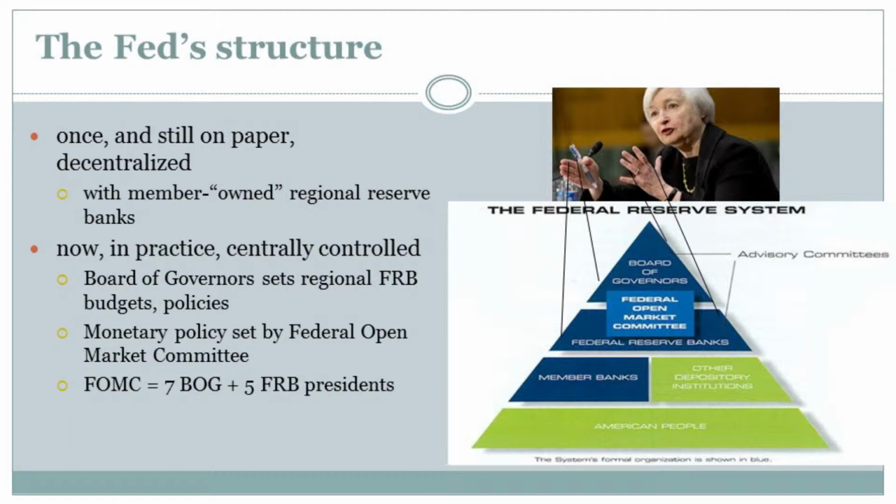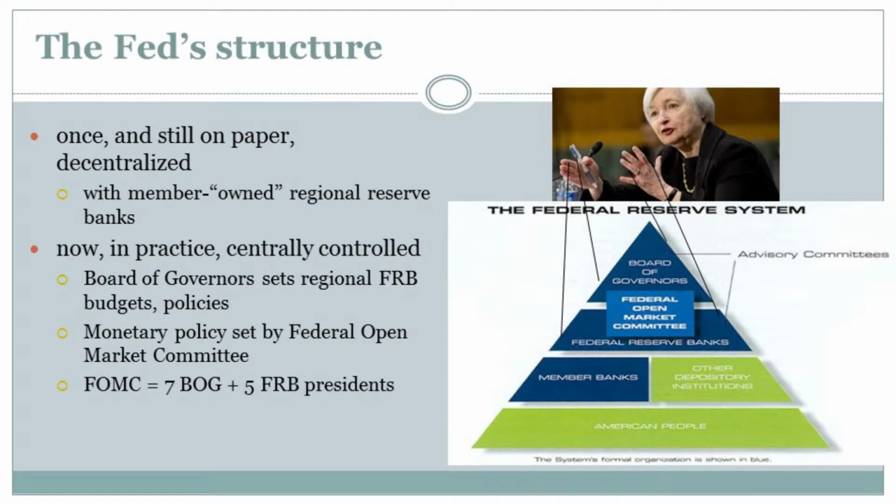All it gives them is the right to participate in electing the board of directors of the Fed, and then the board of directors elects the regional reserve bank president, but subject to the veto of the board of governors, and most importantly, the budgets for the 12 regional reserve banks come from the board of governors. So the control is now at the board of governors.